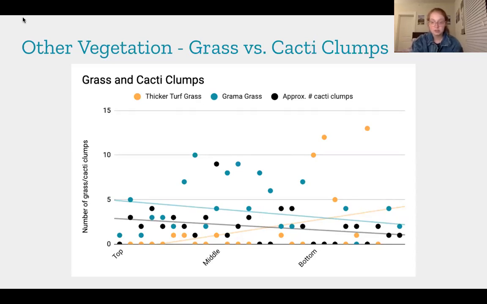So as you can see with the trend lines, the trend line for the grama grass decreases pretty much at the same rate as the cacti clumps. So they're both decreasing pretty steadily from the top to the bottom of the hill. And then the thicker turf grass steadily increases, and there is a point at which the thicker turf grass outcompetes the grama grass and the cacti clumps. So that's why at the bottom of the hill, you won't find any cacti or any grama grass, but it'll be primarily the thicker turf grass.